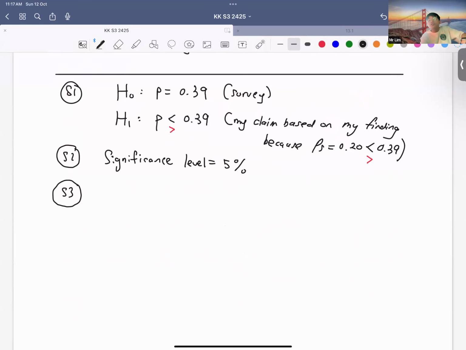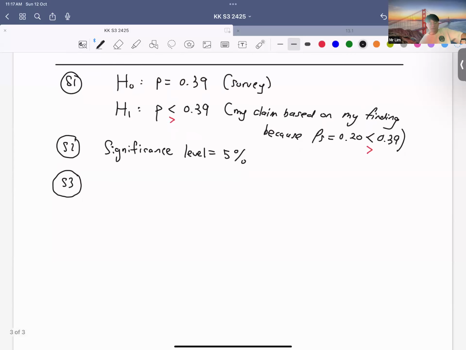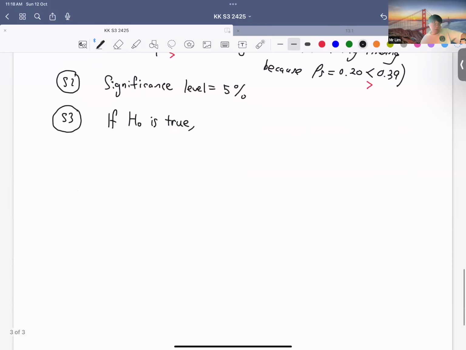We have to give the distribution of a sample proportion. Okay? And this is based on chapter 16. As always, you need to say "if H0 is true." I will always teach you this for my class students, later you will see. You will always say "if H0 is true" to start your step 3.